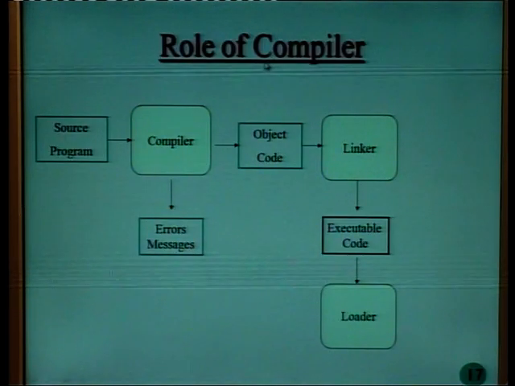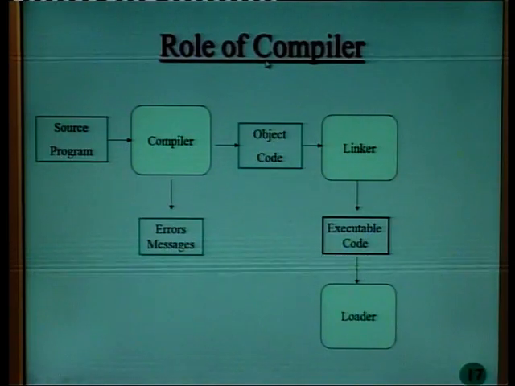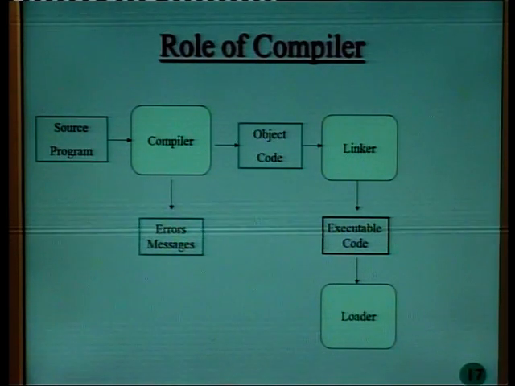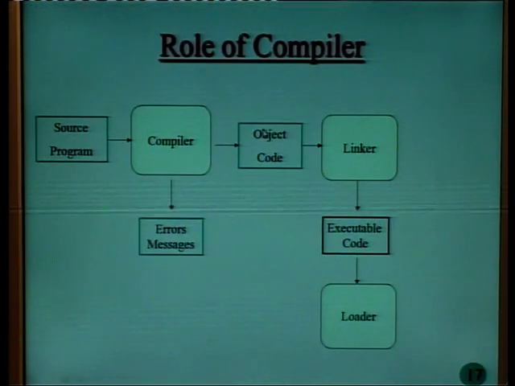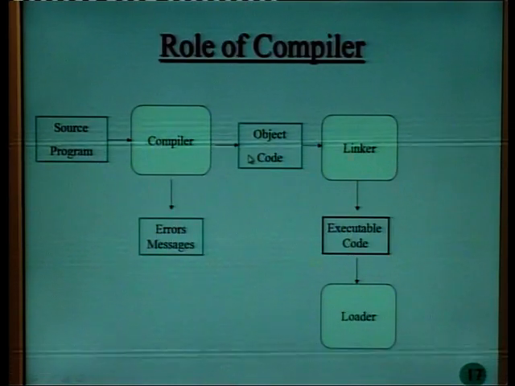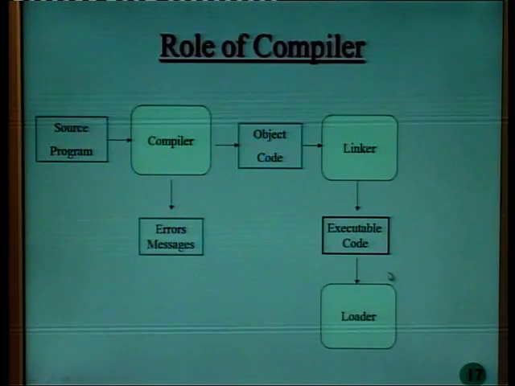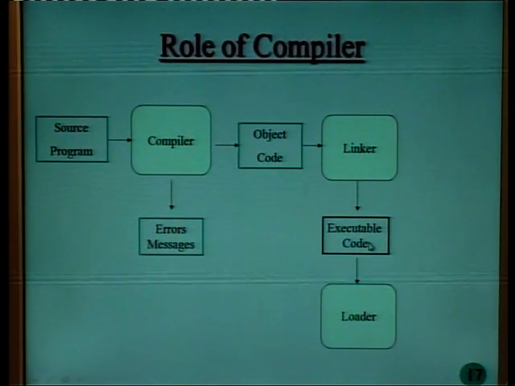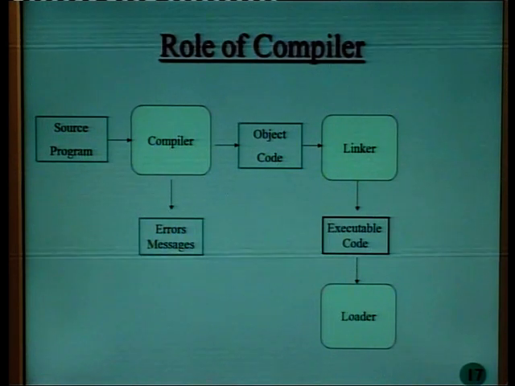In the designing process we will discuss the different phases of compiler design. The compiler also produces some information for the linker. The linker will link different object modules and produce the executable code, the final code, and later on the loader will load this code into the main memory.